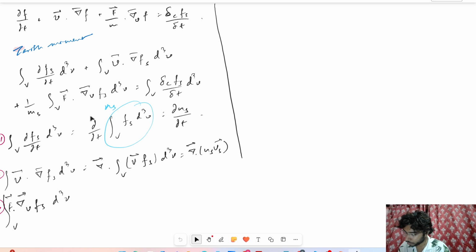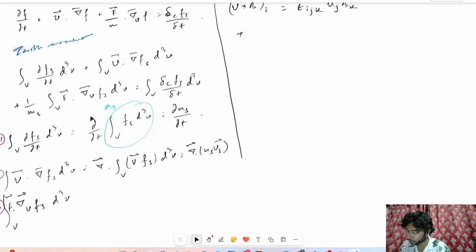Okay, so for this, we will use an identity, which we derive like this. V cross B is epsilon ijk bj bk. So this is the formula for cross product.